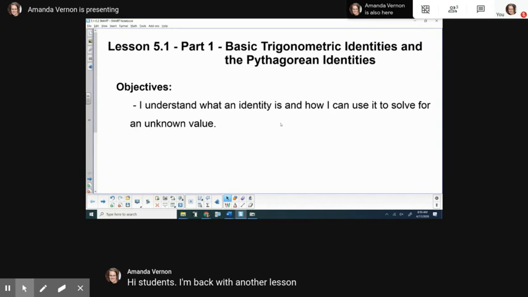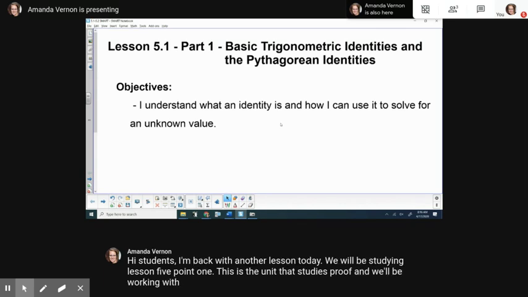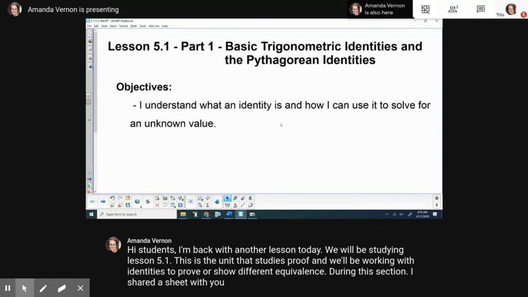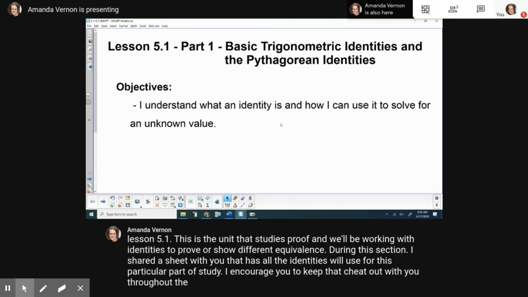Today we will be studying lesson 5.1. This is the unit that studies proof, and we'll be working with identities to prove or show different equivalents. During this section, I've shared a sheet with you that has all the identities we'll use for this particular part of study. I encourage you to keep that sheet out with you throughout the notes so that you can reference that as well.